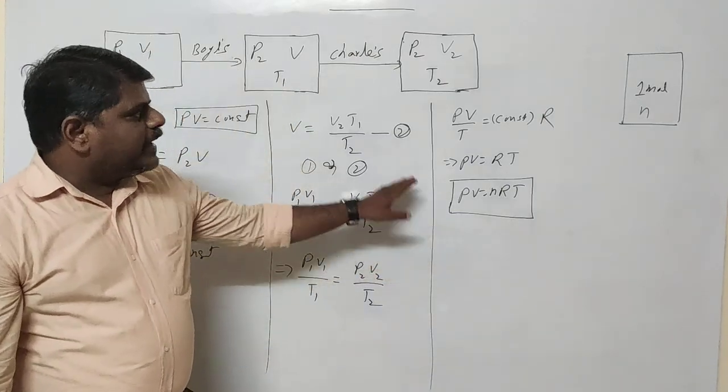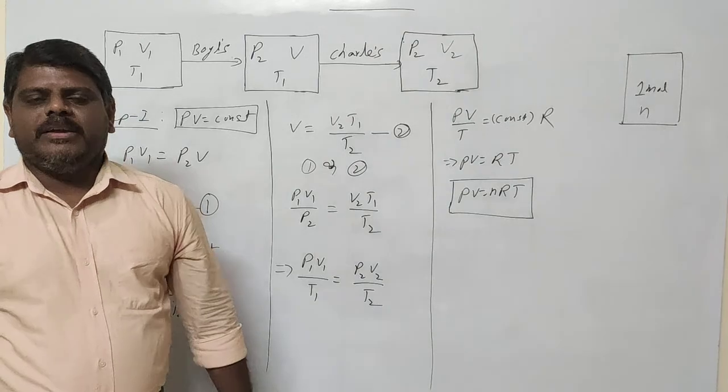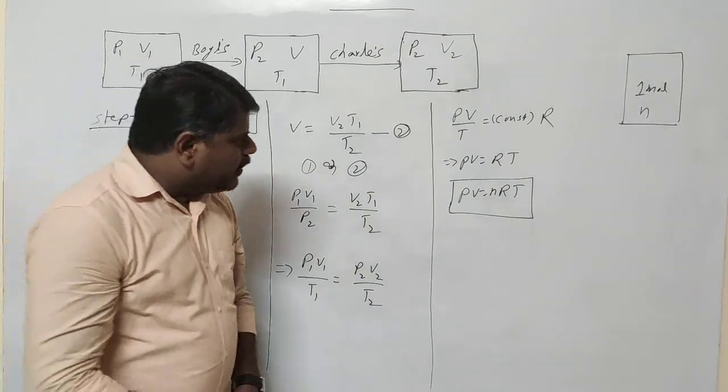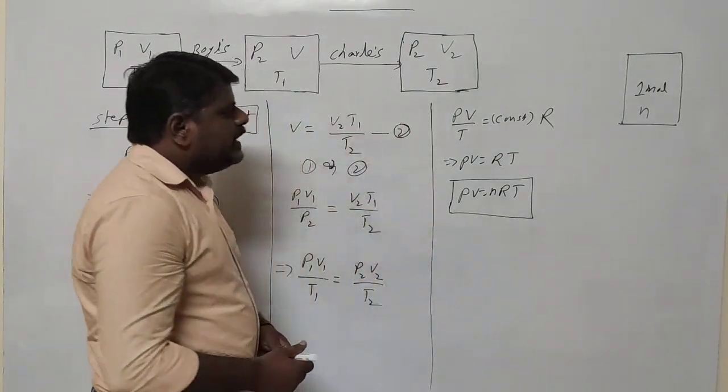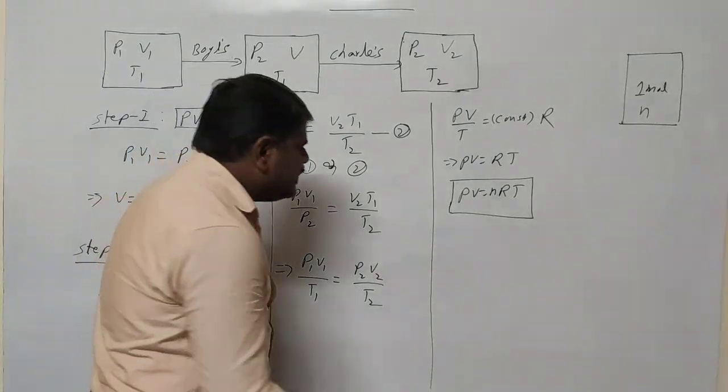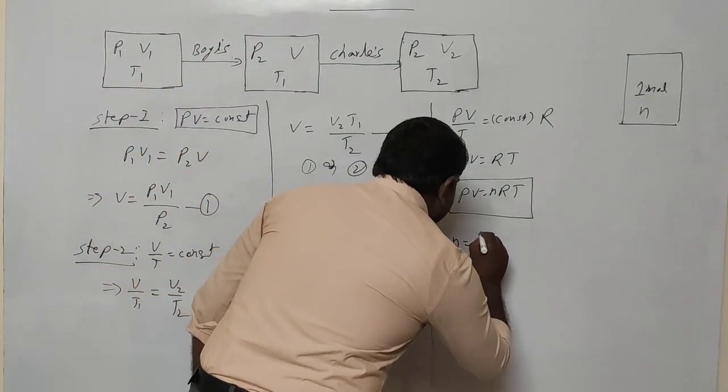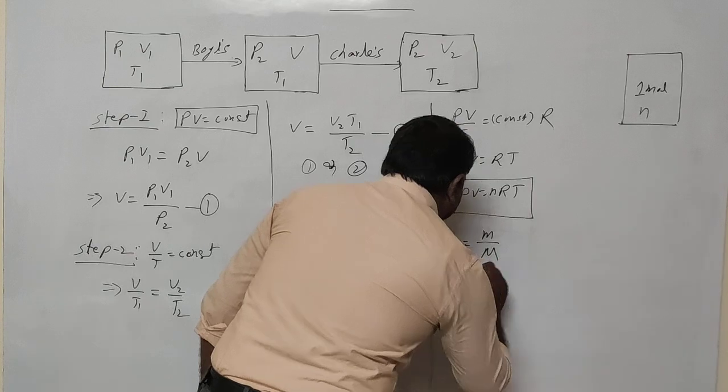The formula is very important, and the derivation is also very important. Now, we are going to refer to this n, the number of moles. This number of moles can be written as small n is equal to small m by capital M.